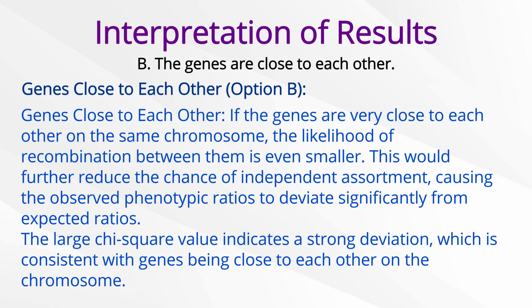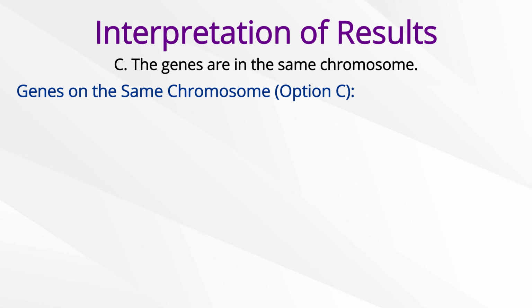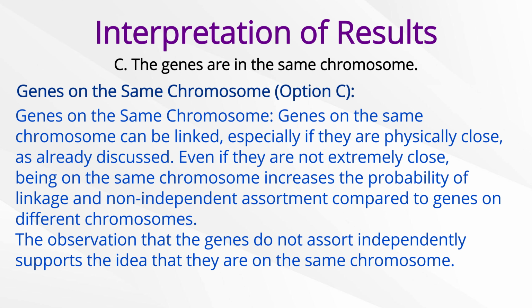Genes on the same chromosome. Option C. Genes on the same chromosome can be linked, especially if they are physically close, as already discussed. Even if they are not extremely close, being on the same chromosome increases the probability of linkage and non-independent assortment compared to genes on different chromosomes. The observation that the genes do not assort independently supports the idea that they are on the same chromosome.